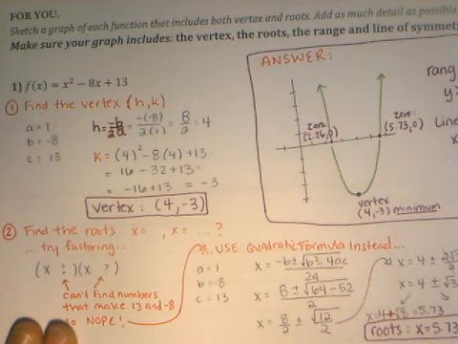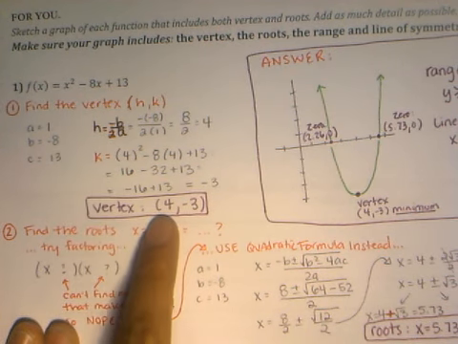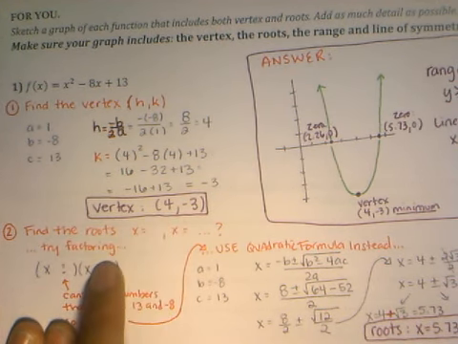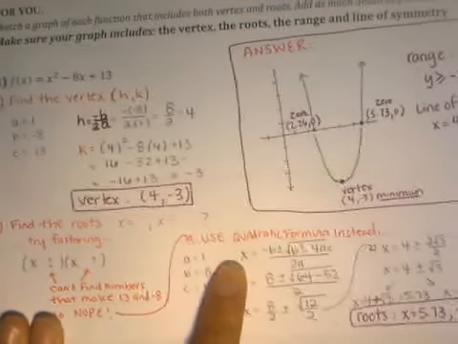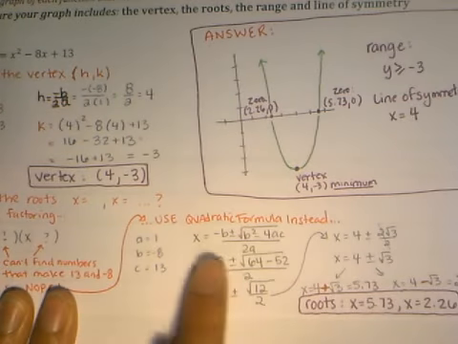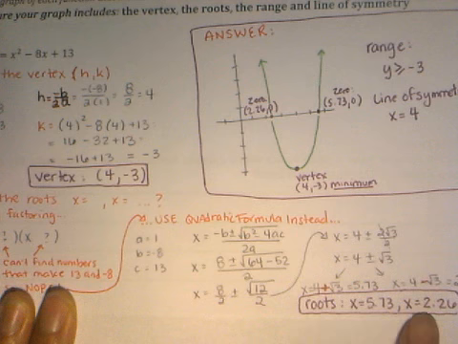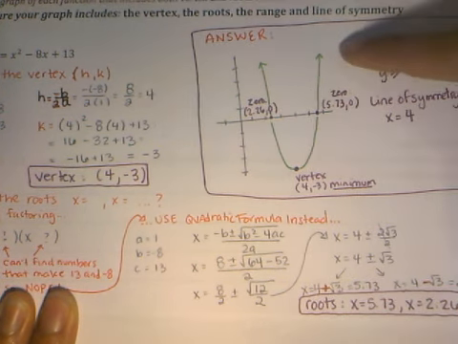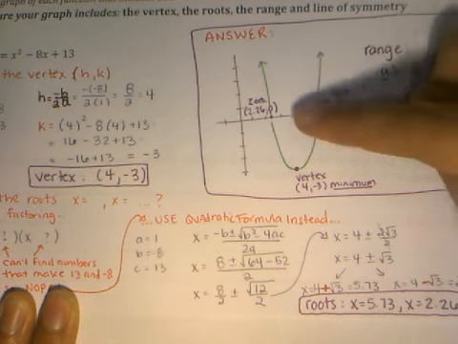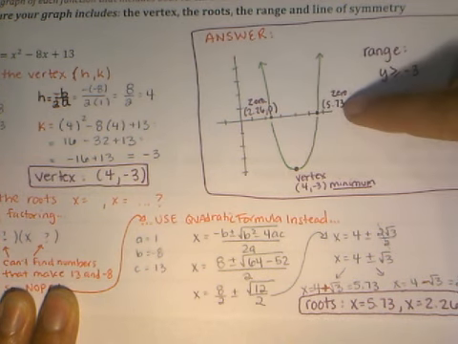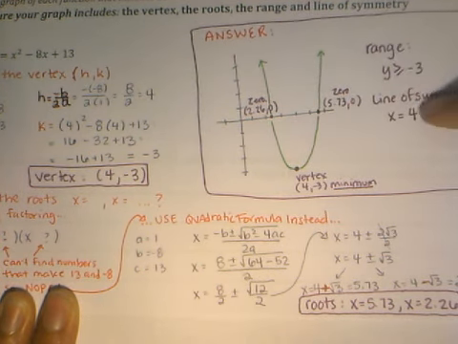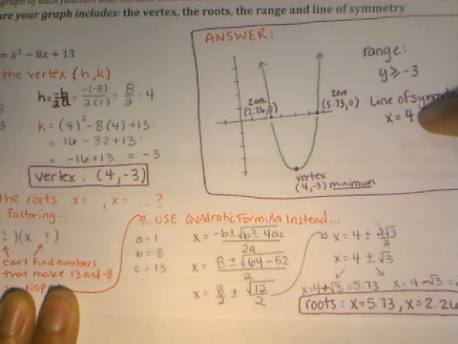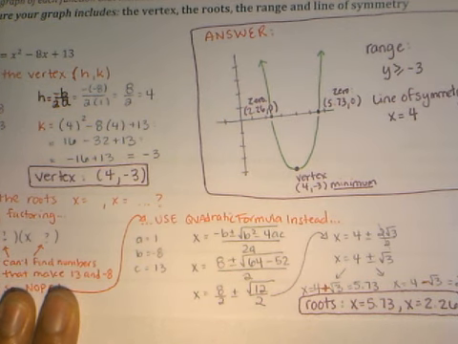Okay. The vertex turned out to be (4, -3). Factoring didn't work, so I used the quadratic formula to find the roots, which were 5.73 and 2.26. This is what my graph looked like. It's not a perfect graph, but it does have the vertex and the zeros labeled, as well as the range and the line of symmetry. That's what I would expect to see on the quiz. If you want to look at this for longer, please pause the video here.